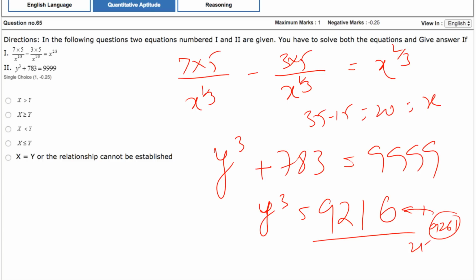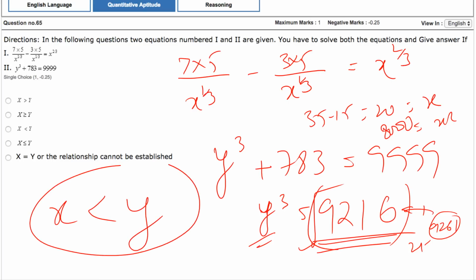Now do I really need to care about it? Clearly y is greater, right? Why? Because x cube will be 8000. So even if I do not calculate the cube root of this, do I need to really calculate? Clearly x is less than y. It's as obvious as that. Okay, as simple as that. You did not have to calculate the cube root, etc. Don't get tempted into doing that.